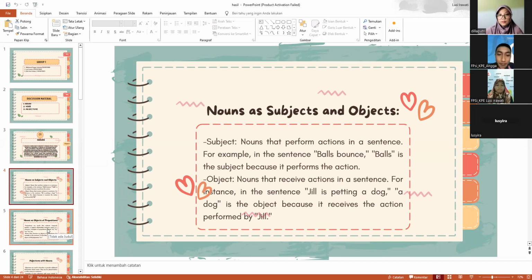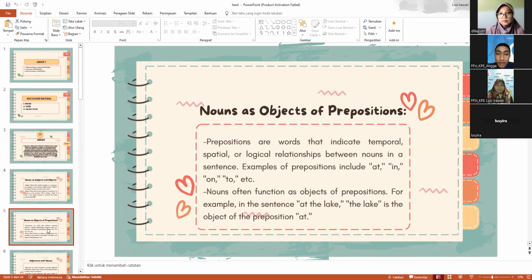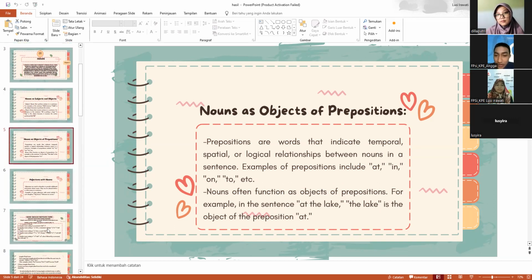Next, noun as object of preposition. Prepositions are words that indicate a temporal, spatial, or logical relationship between nouns in a sentence. Examples of prepositions include at, in, on, to, it tends. Nouns often function as the object of a preposition. For example, in the sentence, "at the leg," the leg is the object of the preposition at.